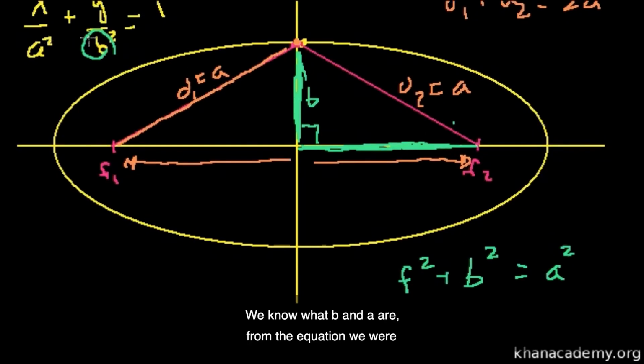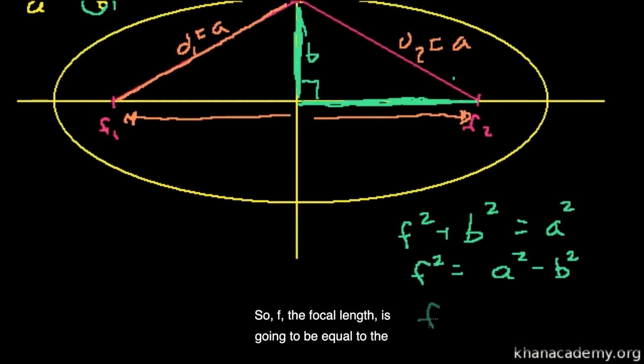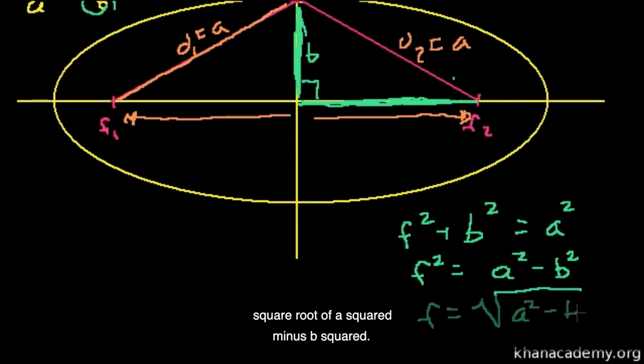We know what b and a are from the equation we were given for this ellipse. So let's solve for the focal length. The focal length, f squared, is equal to a squared minus b squared. So the focal length is going to be equal to the square root of a squared minus b squared. Pretty neat and clean and pretty intuitive way to think about something.